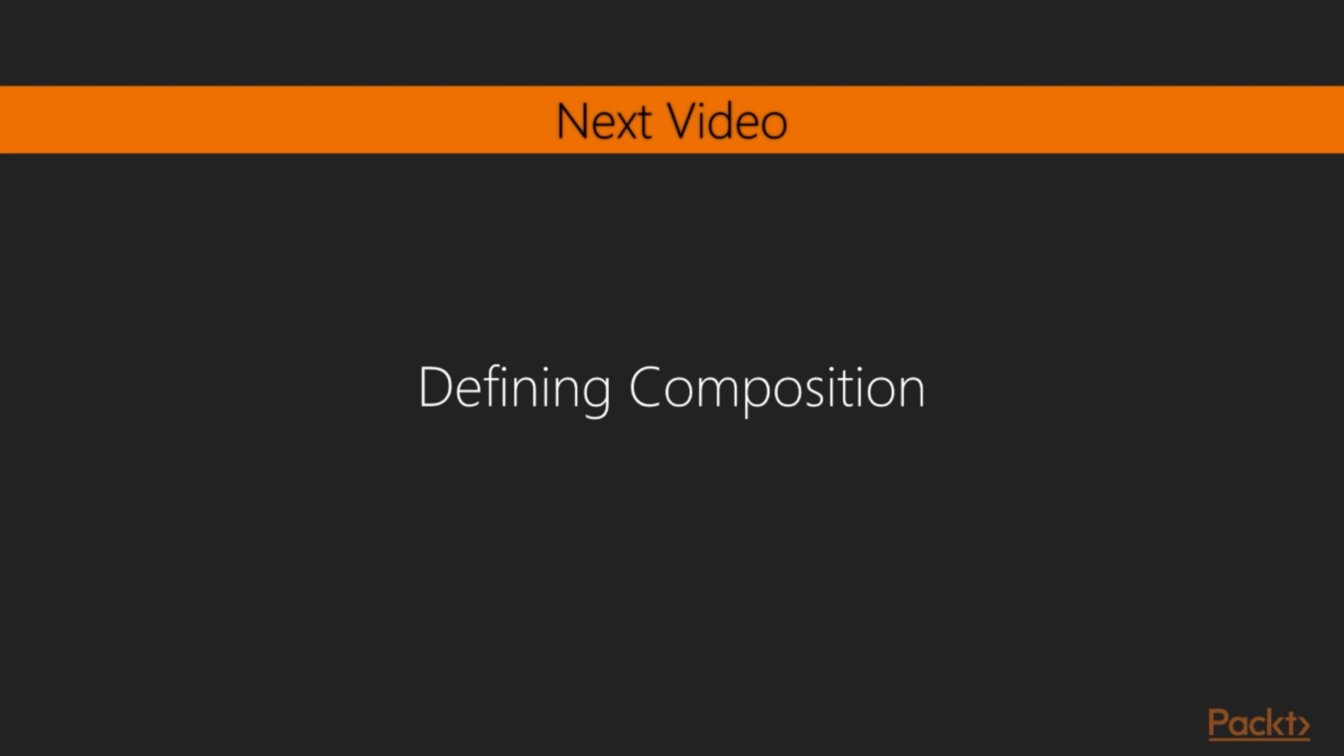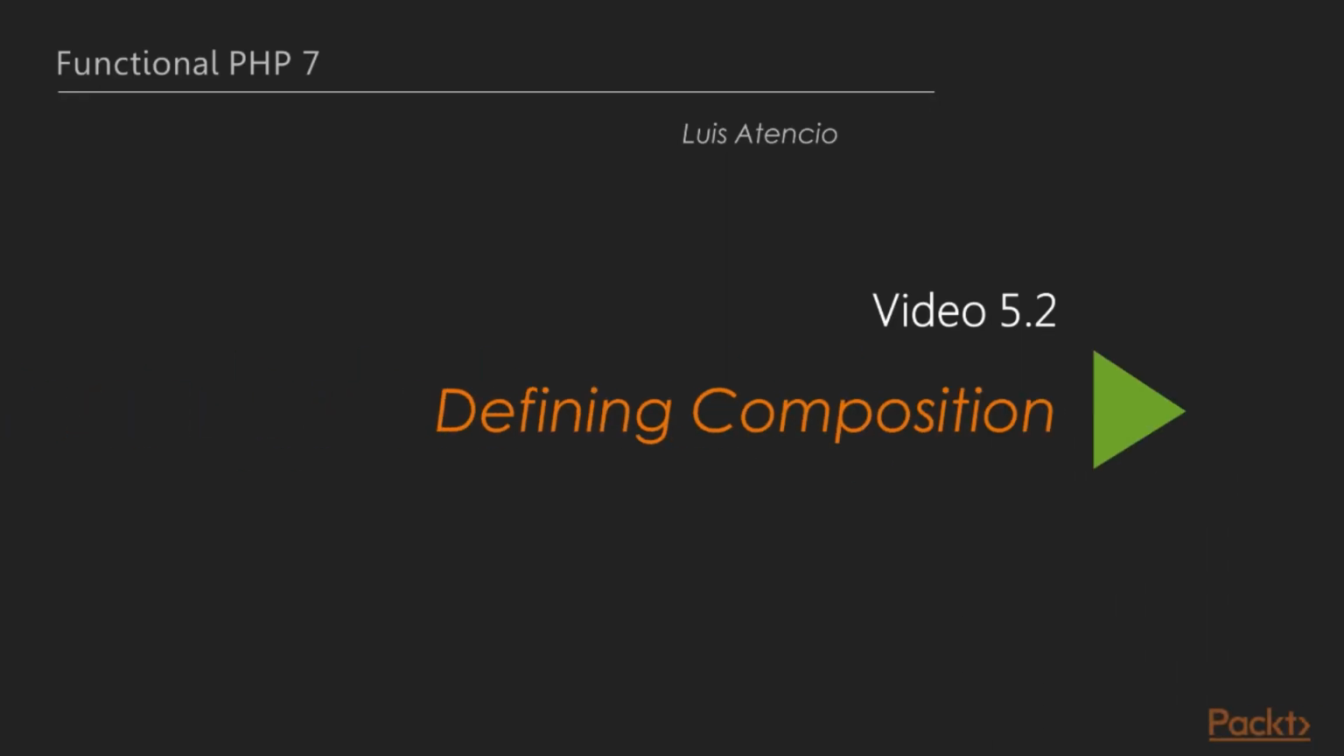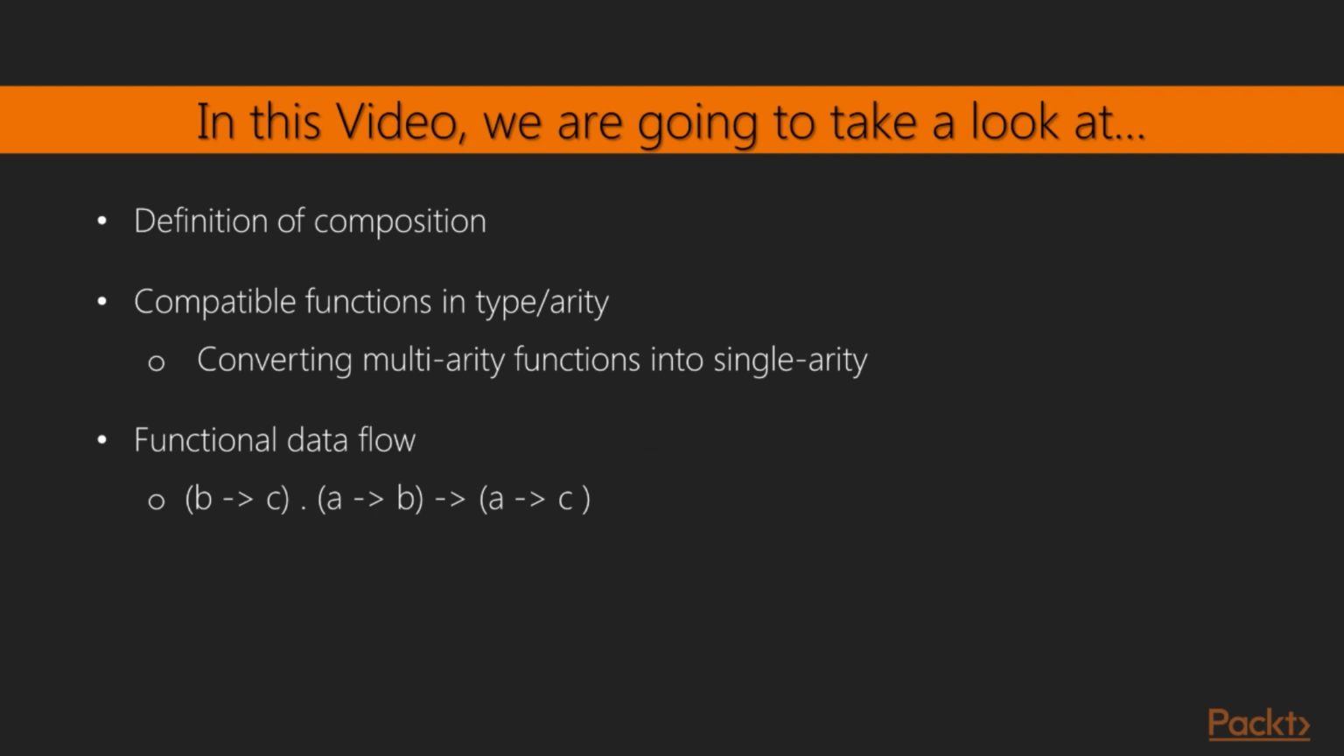In the next video, we're going to look at defining composition much more rigorously from the point of view of programming, and also jump into some code. In this video, we're going to look at understanding composition from a functional programming point of view. In understanding the definition of composition, there are two key qualities that we need to understand, and those are type and arity. Functions that will compose must be equivalent in type.